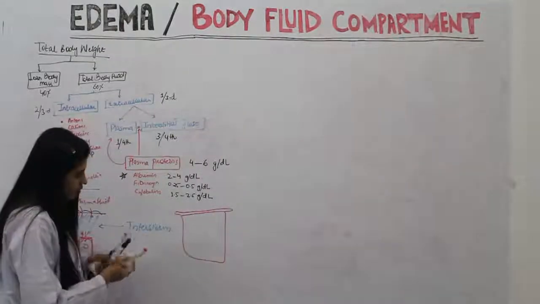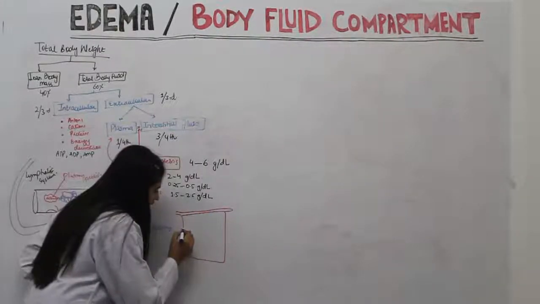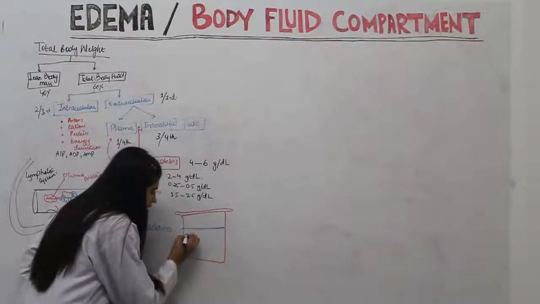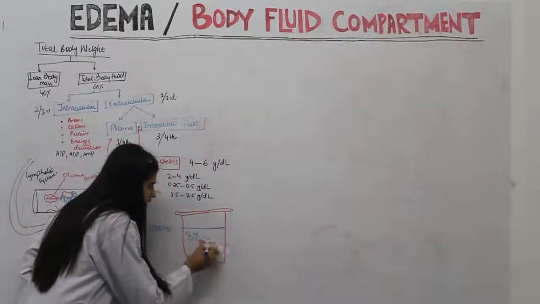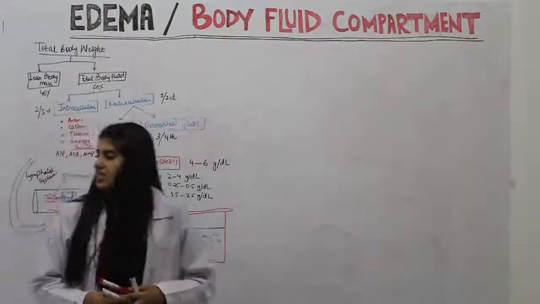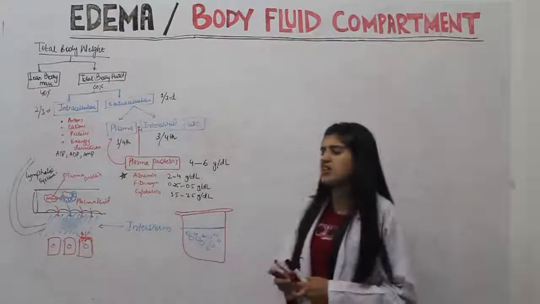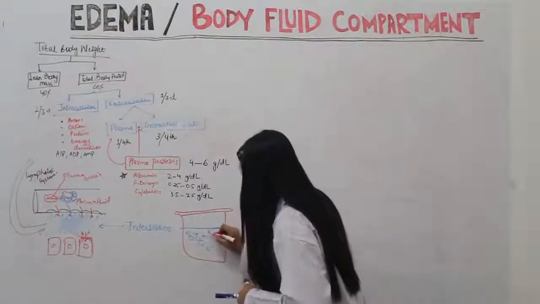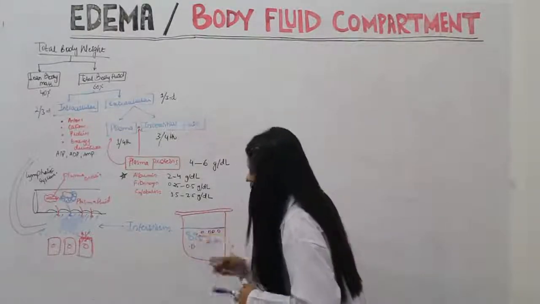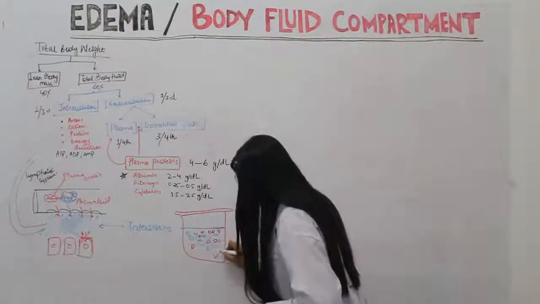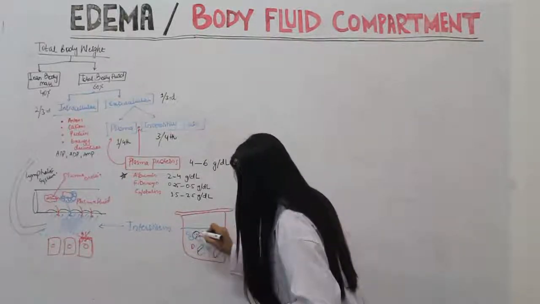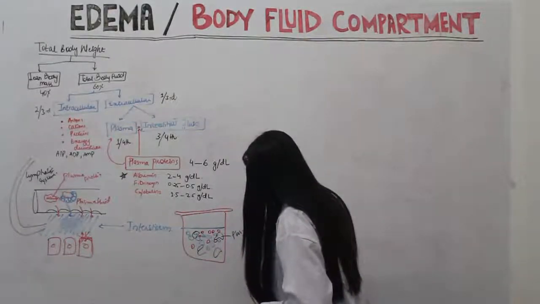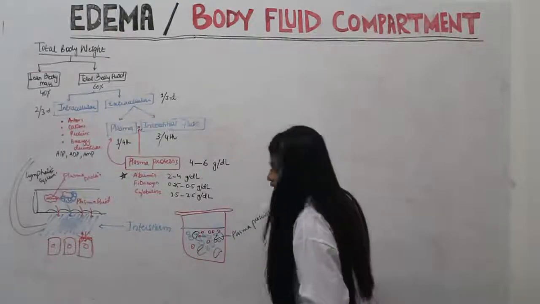This is a tub. Inside this is the blood. These are the substances present inside the blood, which are the B cells, T cells, the RBCs, and all the blood cells present over here. There would also be red blood cells. And these black color substances are plasma proteins. Okay, you get it?